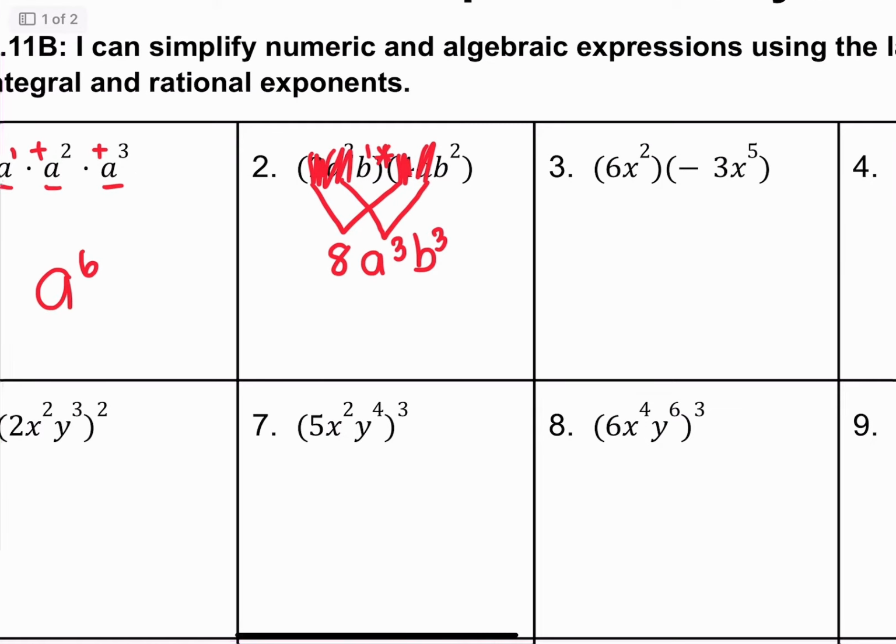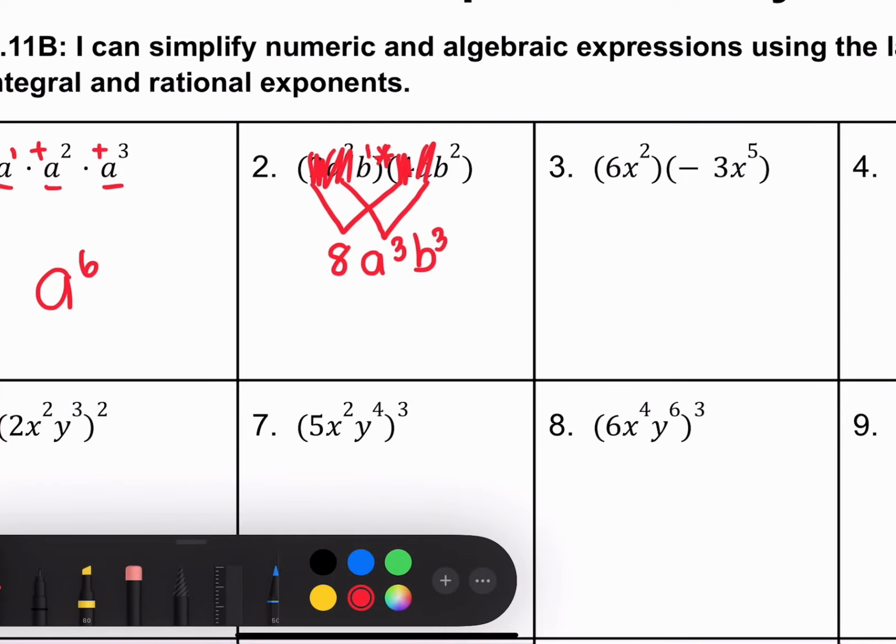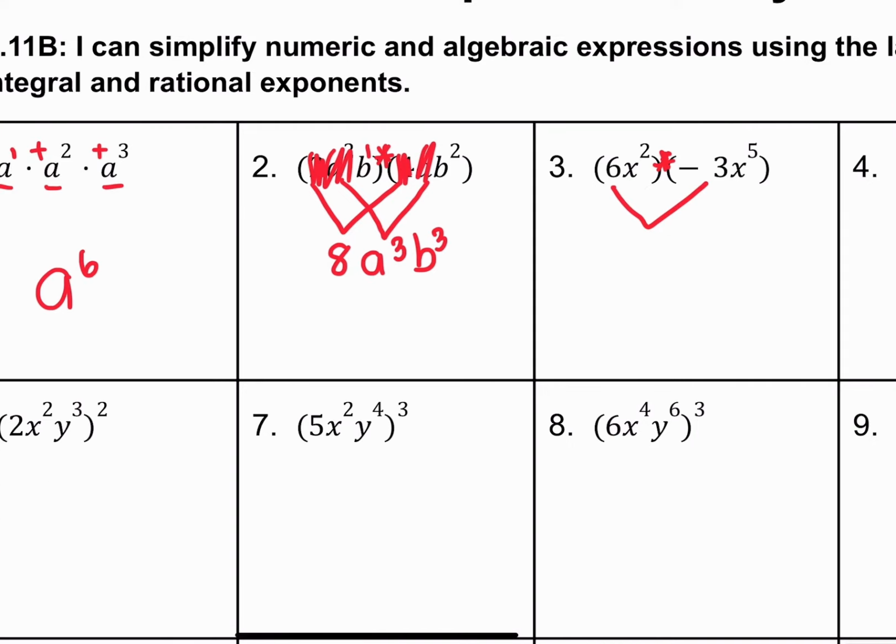Number 3, this is the same thing as the previous question where we can just multiply each number at a time. I would do 6 times negative 3. That would give you negative 18. Cross out the 6, cross out the negative 3. X squared times x to the 5th, 2 plus 5 is 7, so that would be x to the 7th power.